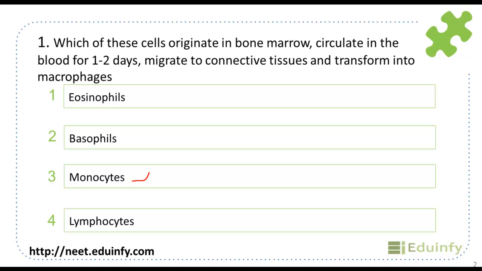Monocytes are large WBCs, white blood cells. They migrate from blood to lymph and then to tissue spaces to develop into macrophages. These are the largest type of leukocytes. Their structure is with a bilobed nucleus and their diameter is 5 to 20 micrometers. So monocytes is the answer.